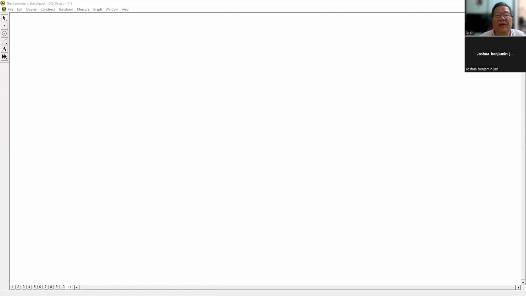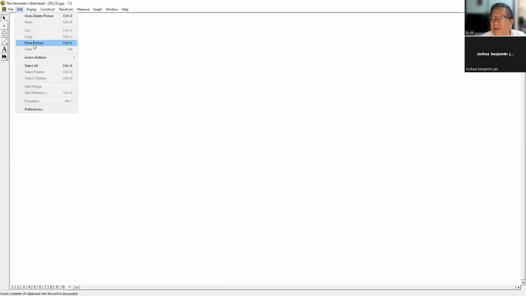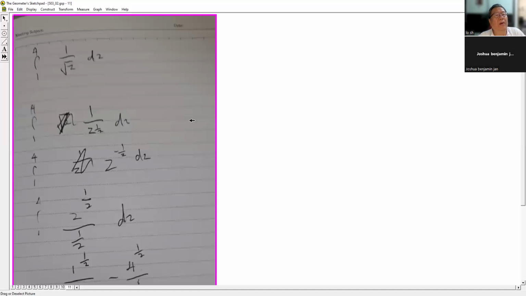This is the last one. Okay. And put here. Paste. This one is z to the power negative half. This is correct. This is correct. Negative half integrate become positive half, divide by positive half. This is correct. Okay.